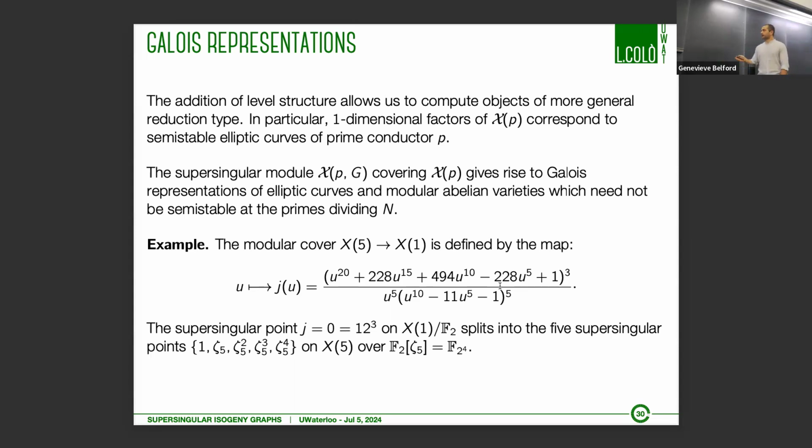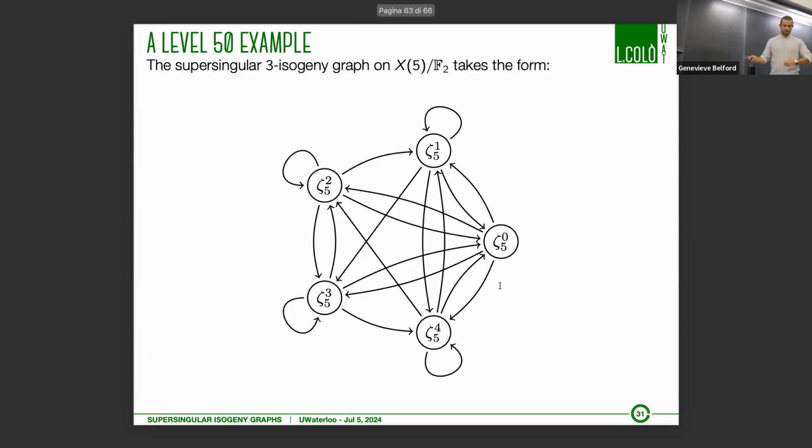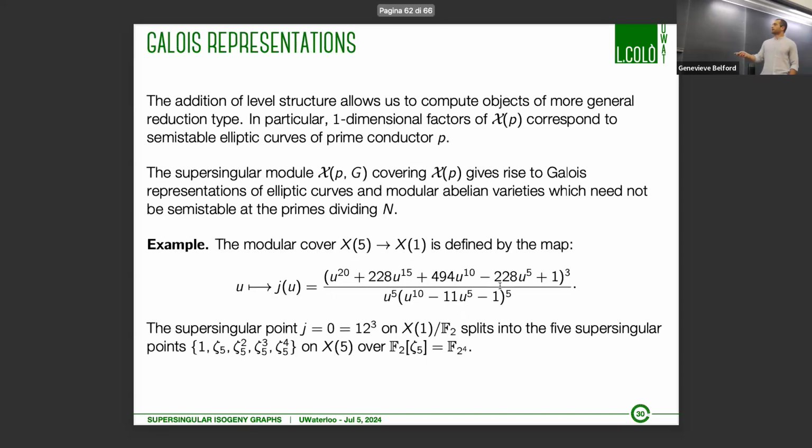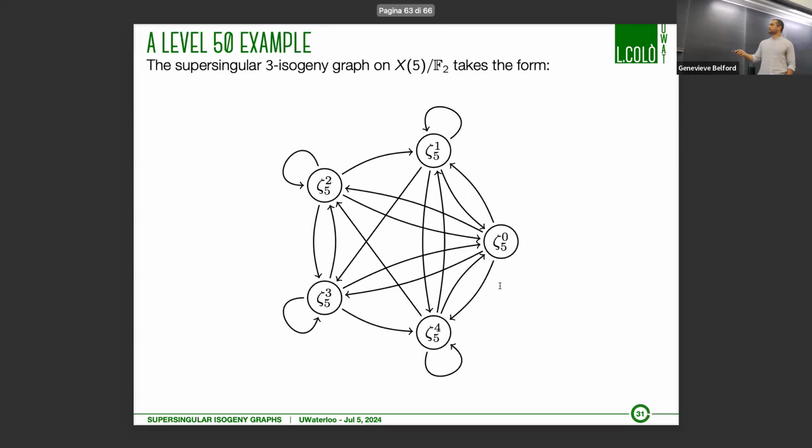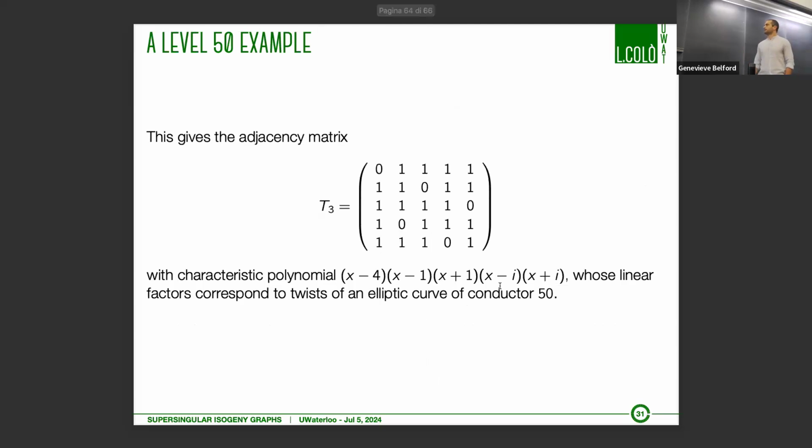Okay, I'm not going to talk much about that because I'm running out of time, but here is just an example. Here the modular curve is X(5), which is of degree 60, and this is the resulting isogeny graph. So you have only 1 point over F_2, which splits in 5 different points over F_5. And this is the adjacency matrix.